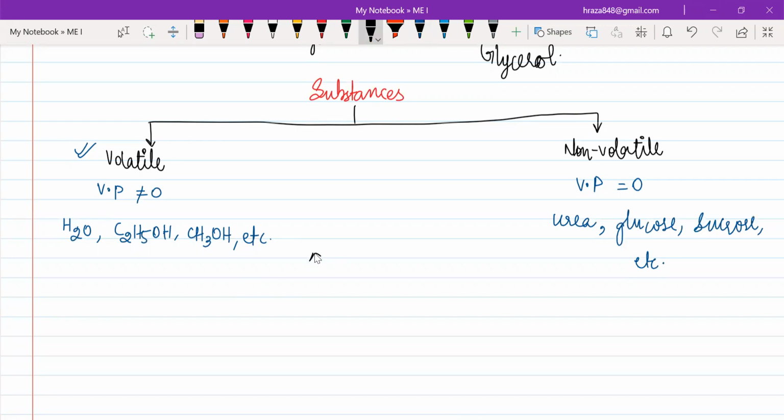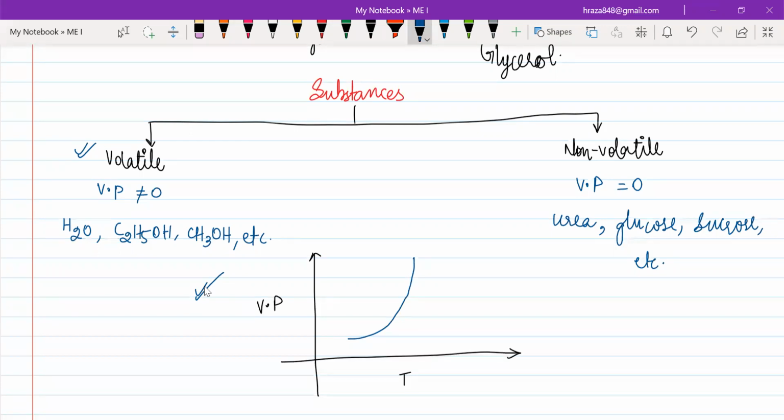Now, vapor pressure versus temperature. If you plot a graph, the graph will be like this. This is the graph between vapor pressure versus temperature. Please do write it. A temperature will come where all the substances will be converted into vapor.